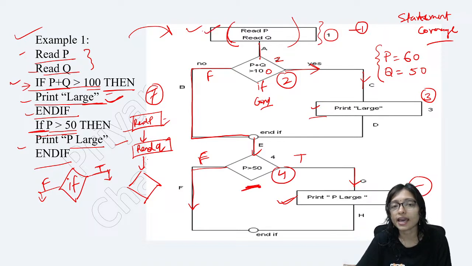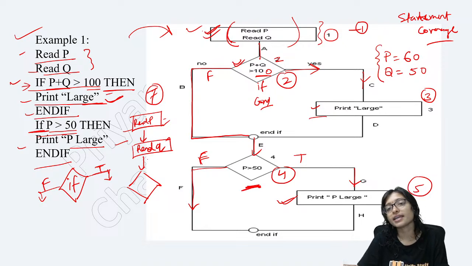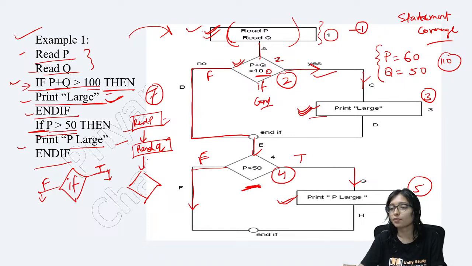Input P, here this will be done. P plus Q greater than 100, this will be done. Yes, it is 110, right? It is greater than 100. Then it will print large. This statement is also covered here.